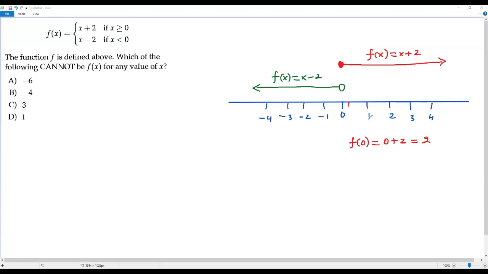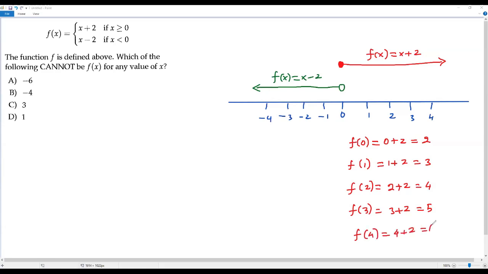Anyway, let me consider the integer values. The next integer value is 1. When I plug in x equals 1, I get 1 + 2, which is equal to 3. The next integer value is 2, and plugging in x equals 2, I get 2 + 2 equals 4. When I plug in x equals 3, I get 3 + 2, which is 5. When I plug in x equals 4, I get 4 + 2, which is 6.